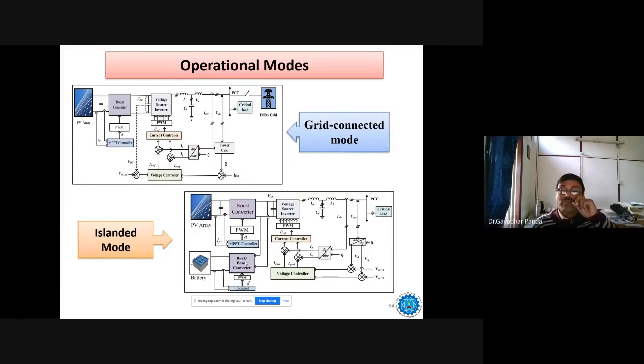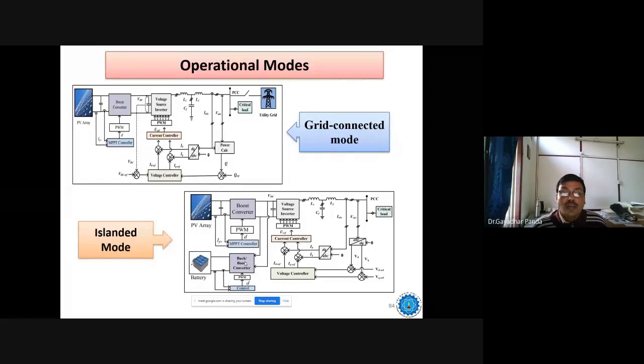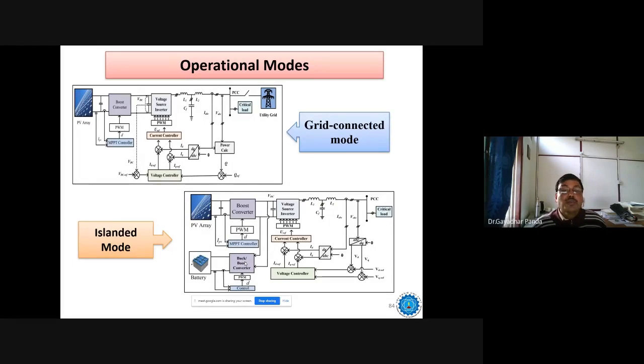Here, the schematic picture is given for the grid connected mode and islanded mode. Sometimes we are operating with different DGs, let us say a multi-DG microgrid system. Then when it is islanded, one of the DGs should be operated in voltage control and the other DGs will be connected in current control.